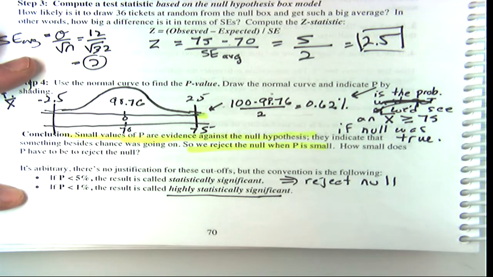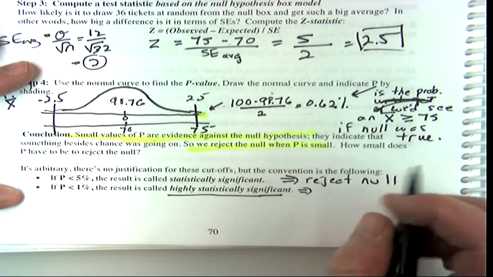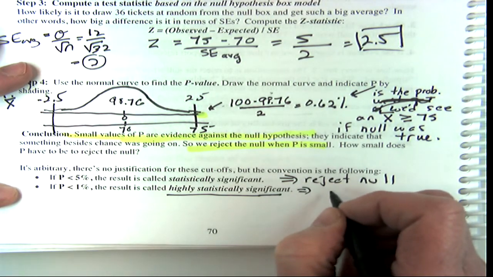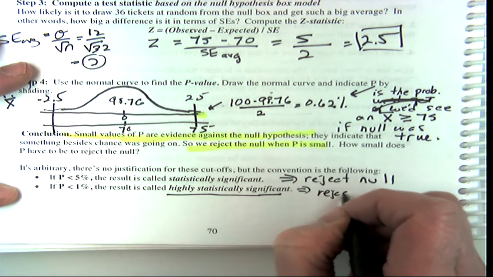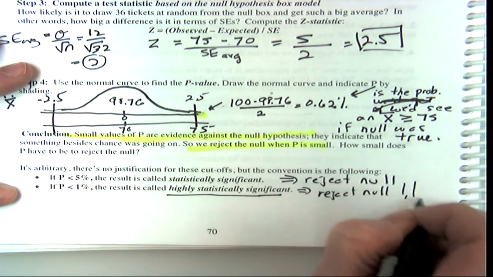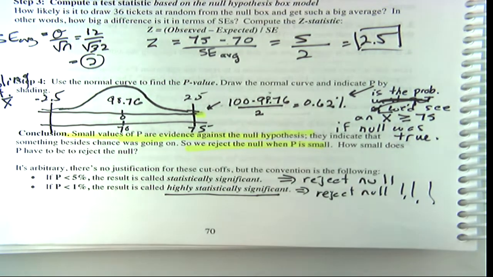I don't know, it's like more evidence. So then you'd strongly reject the null, even have more evidence to reject the null. Reject the null big time, with exclamation points. I don't like these very much. I think it's much more important to report the p-value.